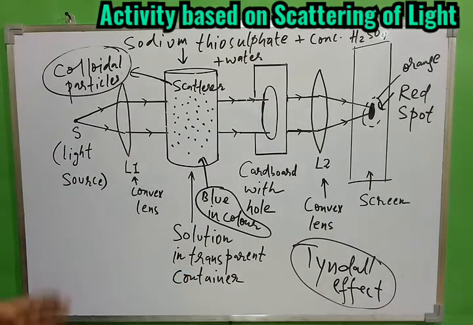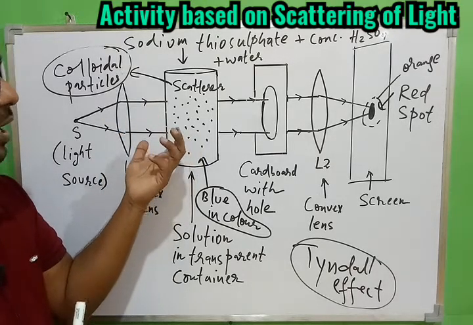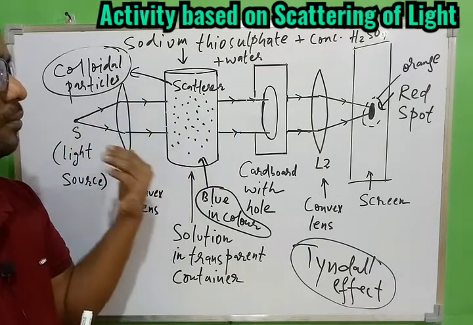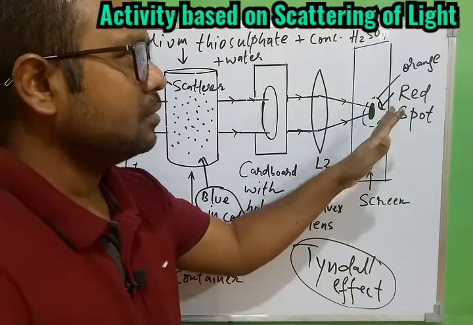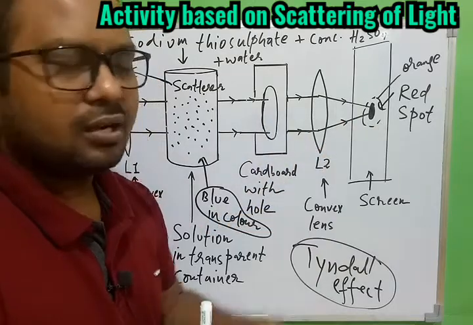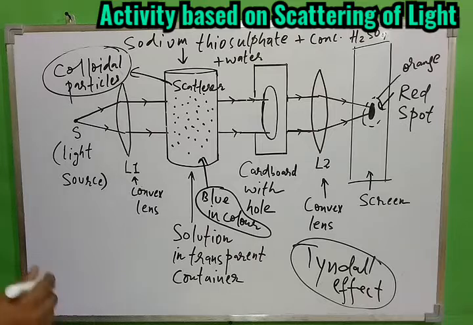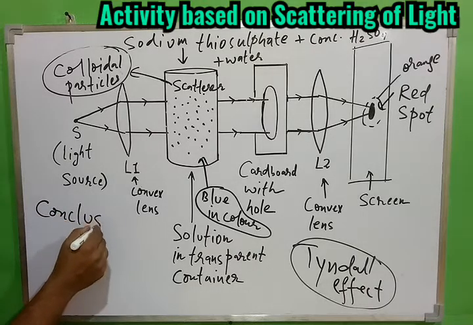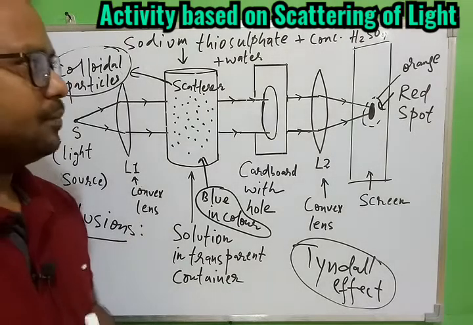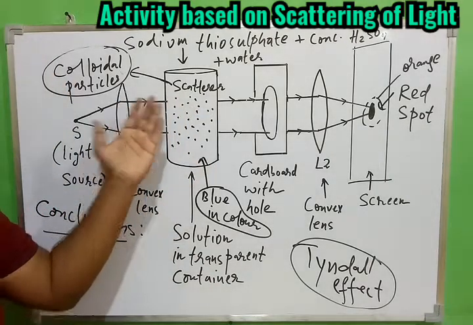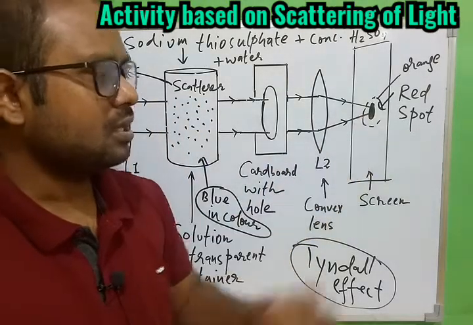So to summarize, we can say once the white light passes through this colloidal solution, the Tyndall effect will be there, and the transparent container will become blue in color from all the sides, and finally on the screen we are able to see the red, or red surrounded by orange, spot. So this is all the observation we have, and now let's come to the conclusion. Why does it happen? I hope you are able to get the answer why you are able to see blue color in the container, and why you are able to see red or orange color on the screen.